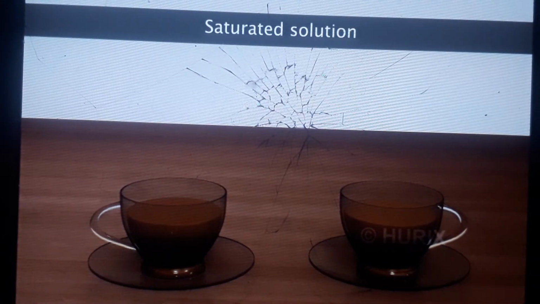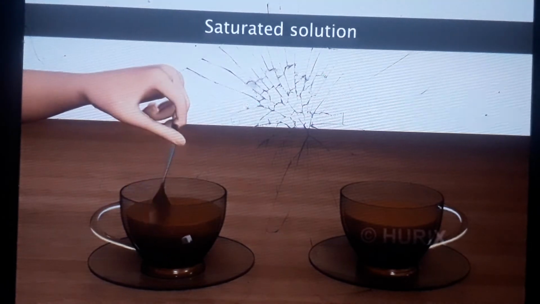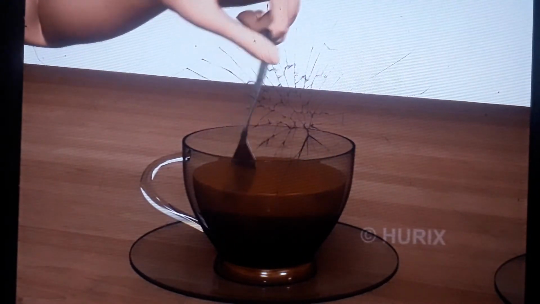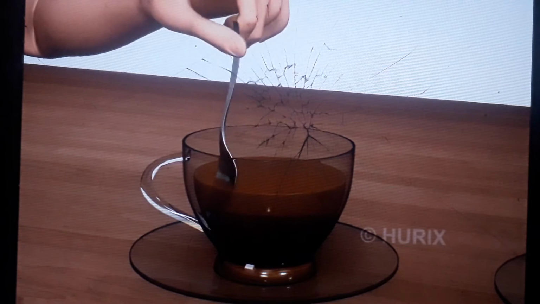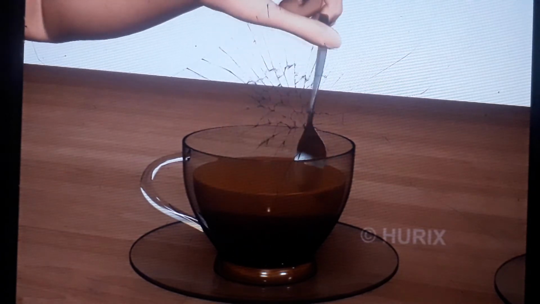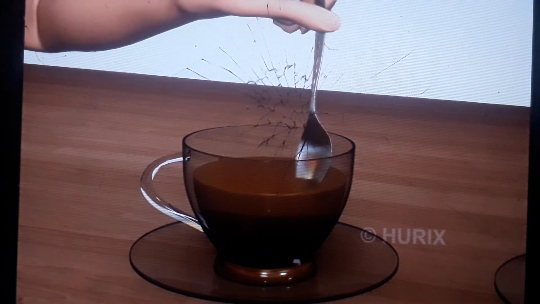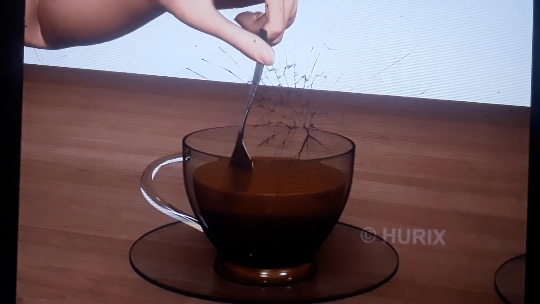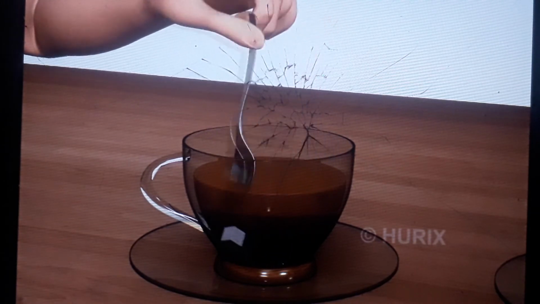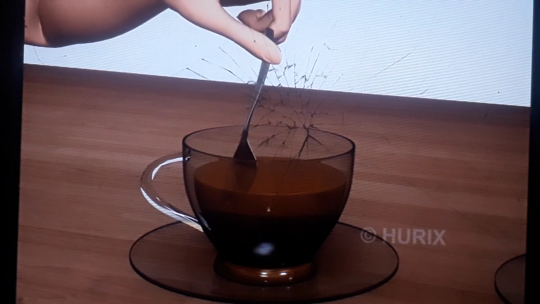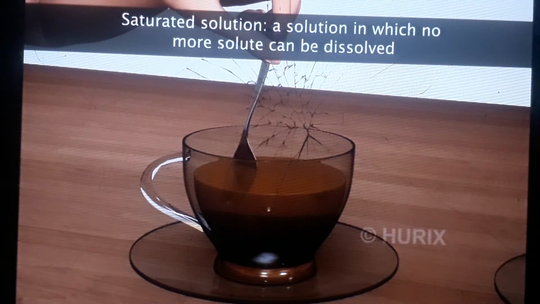Gradually add sugar cubes until no more can dissolve. This much concentrated solution is called a saturated solution of sugar. If you try to add more sugar to this solution, it will not dissolve, but will settle down at the bottom of the glass. When no more solute can be dissolved in a solution at a given temperature, it is called a saturated solution.